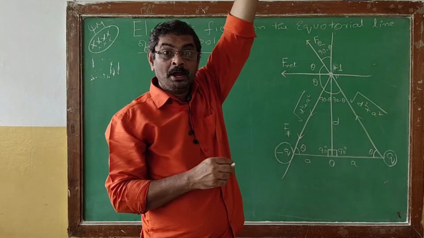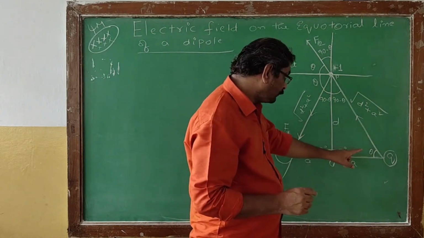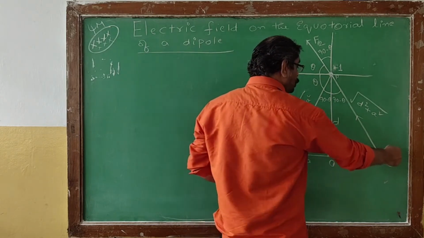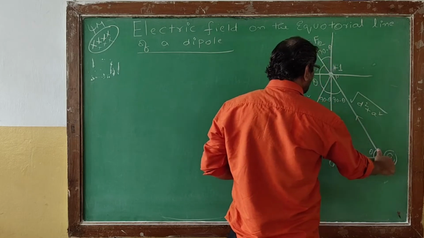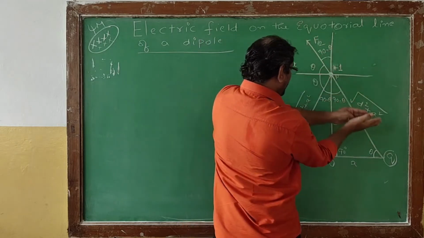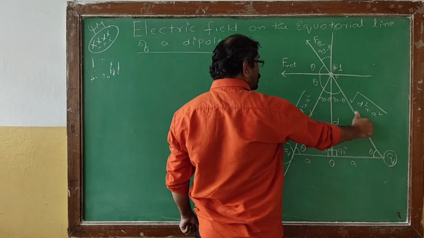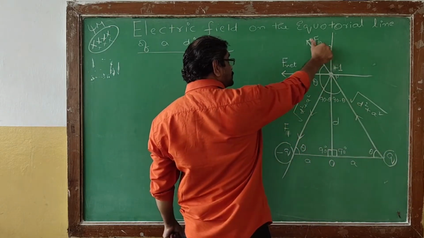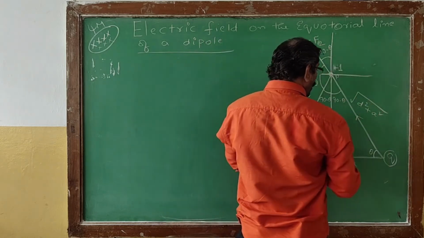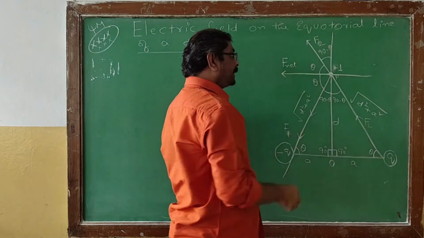Similarly, due to the positive charge, the unit charge will be strongly repelled. Let us say the repulsive force is denoted by the letter F2.